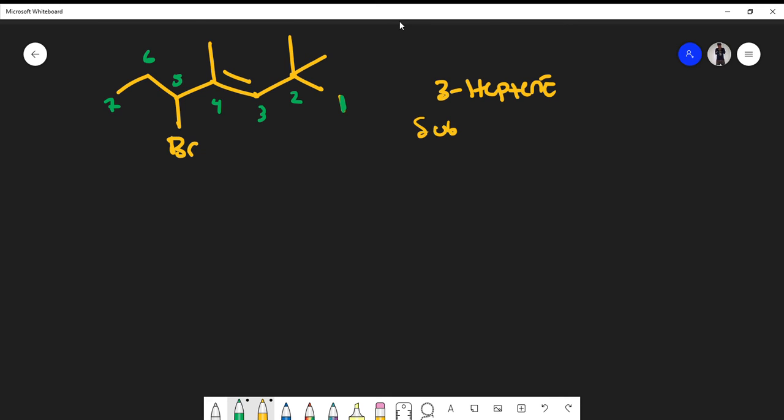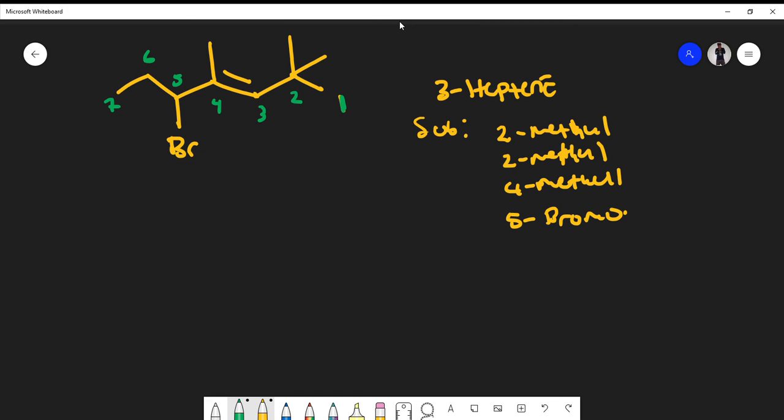Now we have a plethora of substituents. If I write just sub, you can see that on carbon 2, we have 2 methyl groups. So this would be 2-methyl. We also have 2-methyl. On carbon 4, we also have a methyl group. So this is 4-methyl. On carbon 5, we have a bromo group. So this is 5-bromo. And we said that we have our 3-heptene.